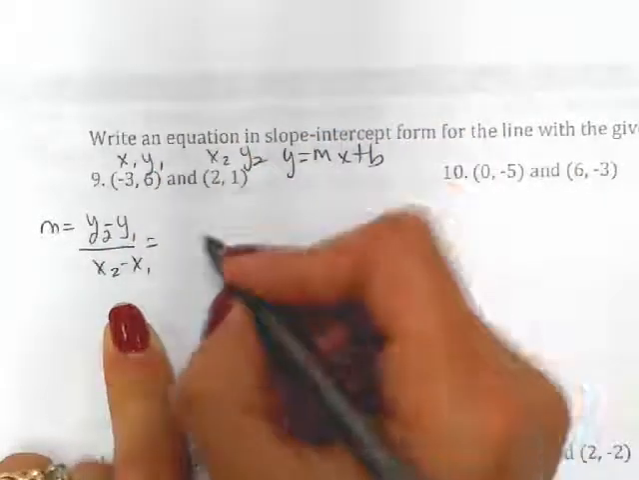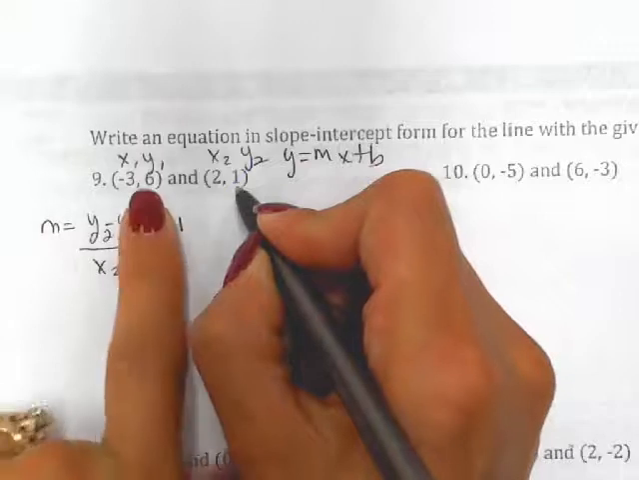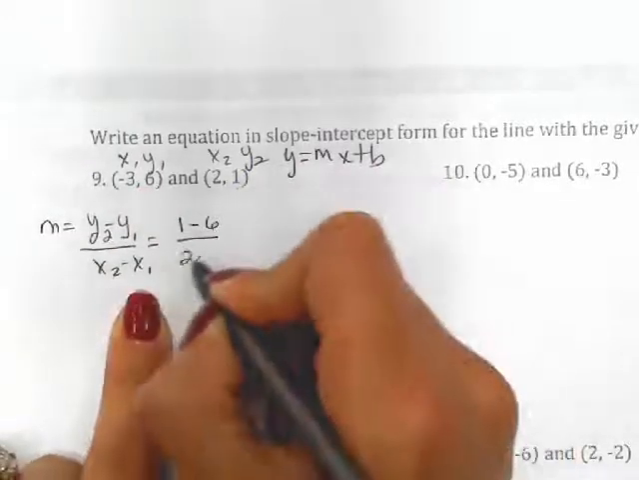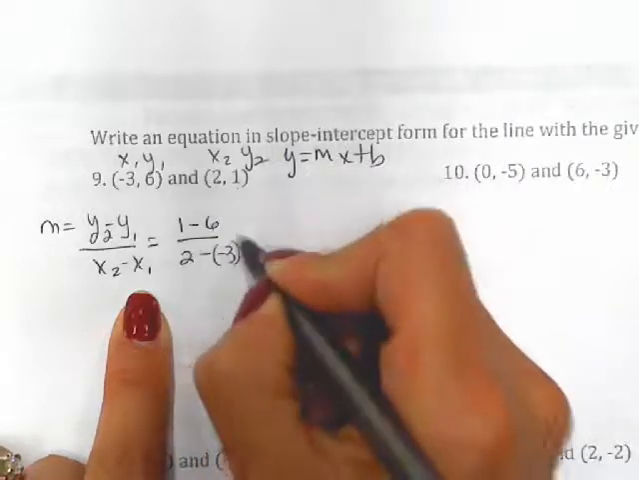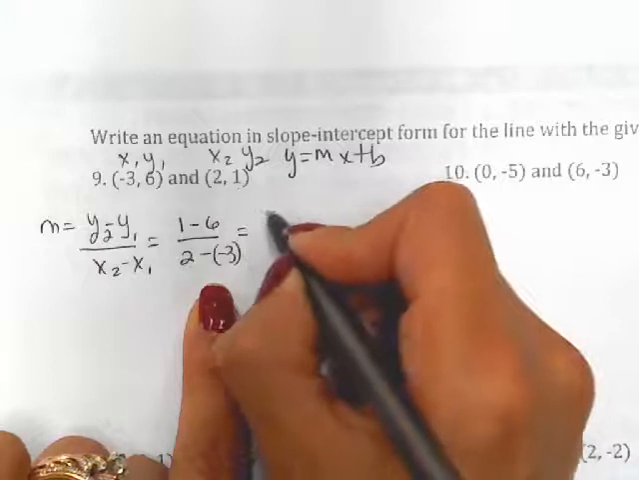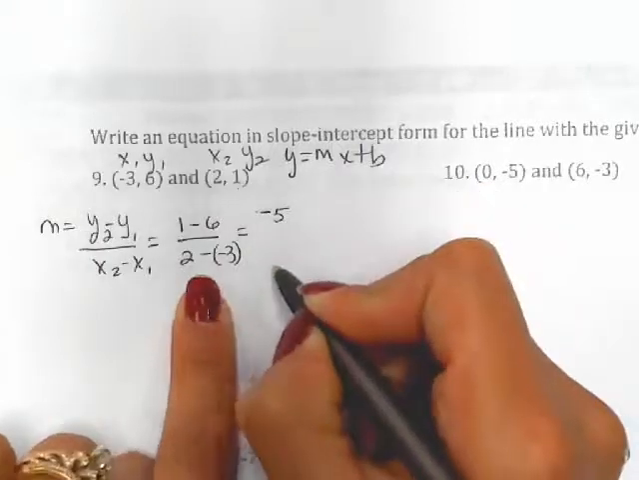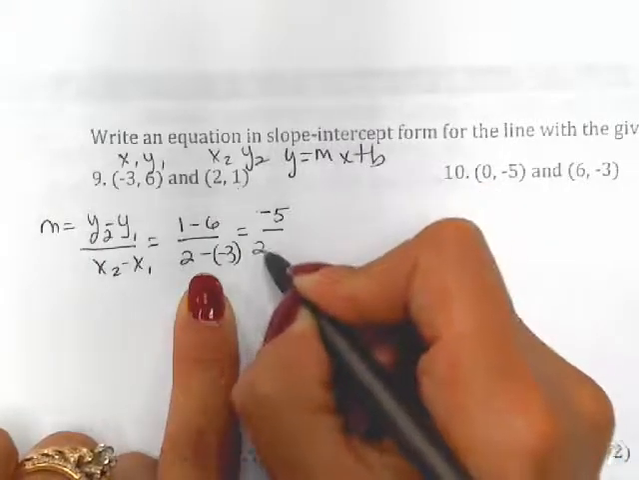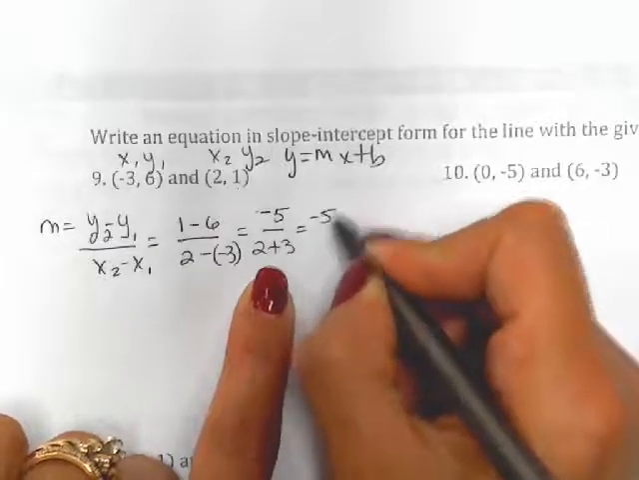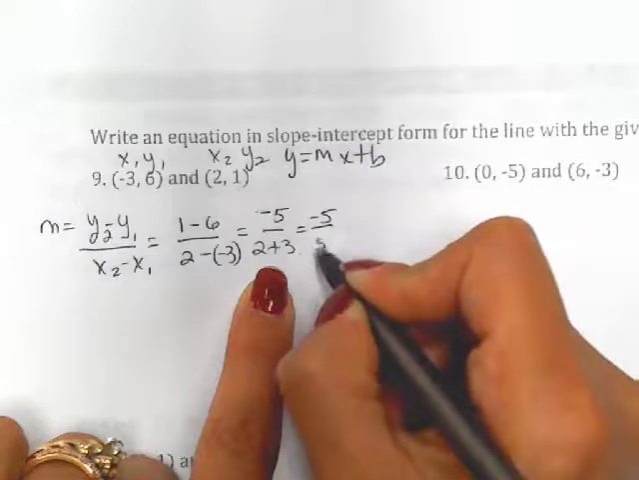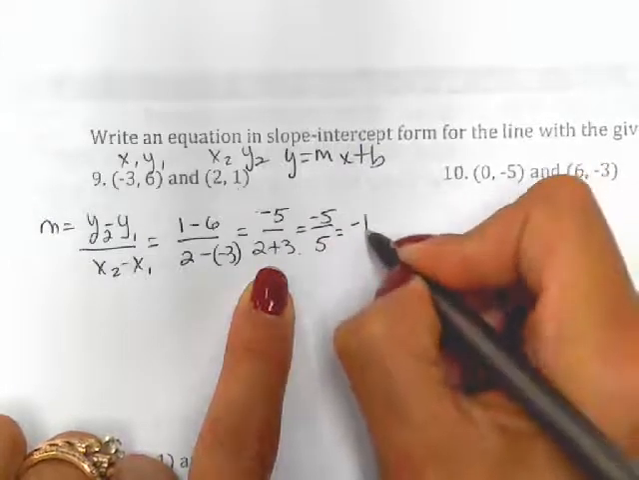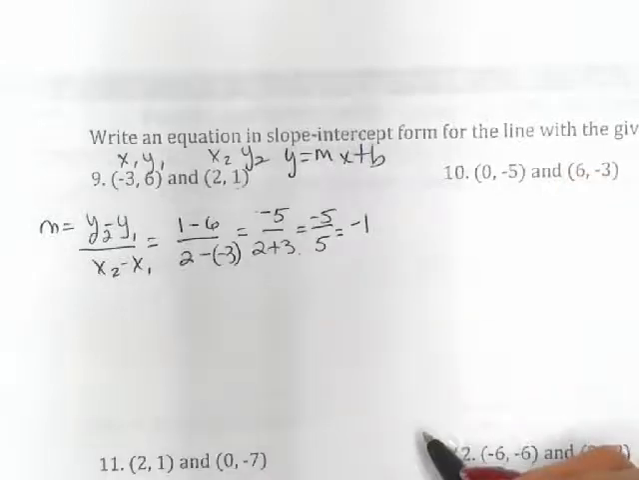So our second y is 1 minus our first y, 6. Second x is 2 minus our first x, negative 3. Careful with those negatives. So 1 minus 6 is negative 5. And then we have 2 minus a negative 3, which is going to be 2 plus 3. So that's negative 5 over 2 plus 3, which is 5. You simplify that, negative 5 divided by 5 is negative 1. So we found our slope.